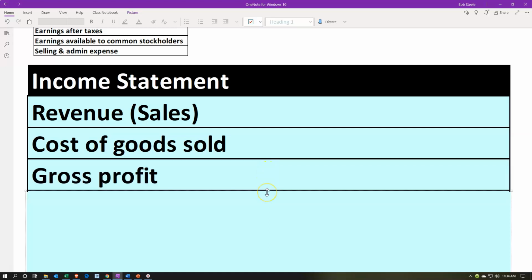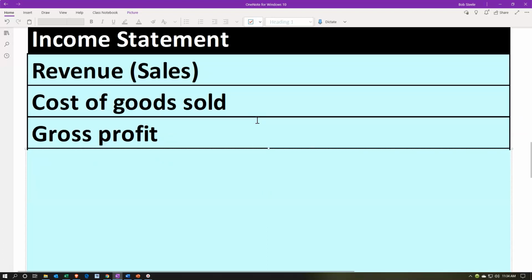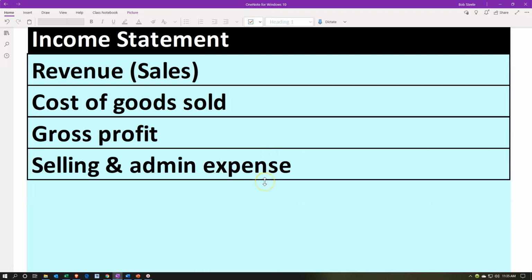Then we typically have the gross profit. That's going to be a subcategory along the way. Revenue minus cost of goods sold is going to give us that gross profit. So that's going to be a pit stop along the way as we go towards the bottom line, which is going to be net income or income after taxes.